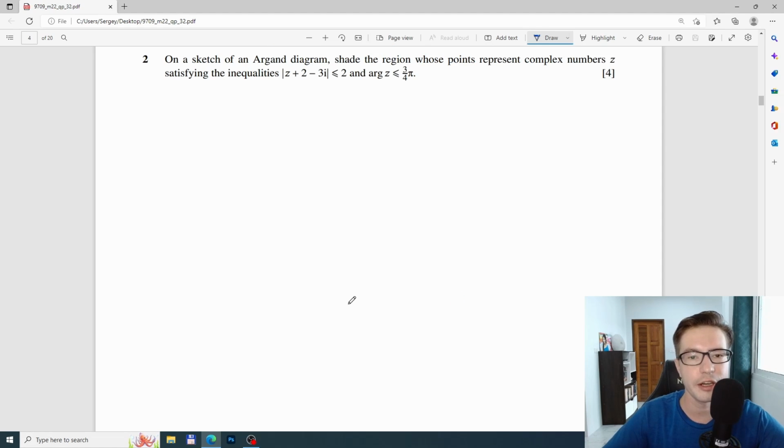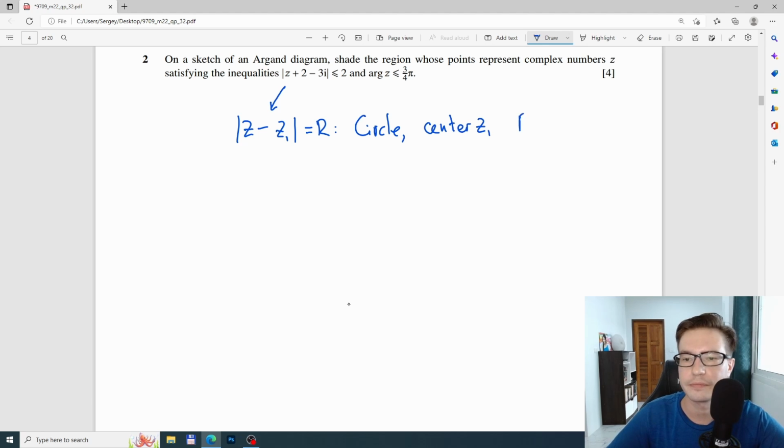Now question 2 is about the Argand diagram, and the first inequality represents a circle. So modulus of z minus z1 equals r. That's going to be a circle with center z1 and radius r. And the second inequality with the argument of z minus z1 is going to be a half line which starts from z1 at the angle theta.